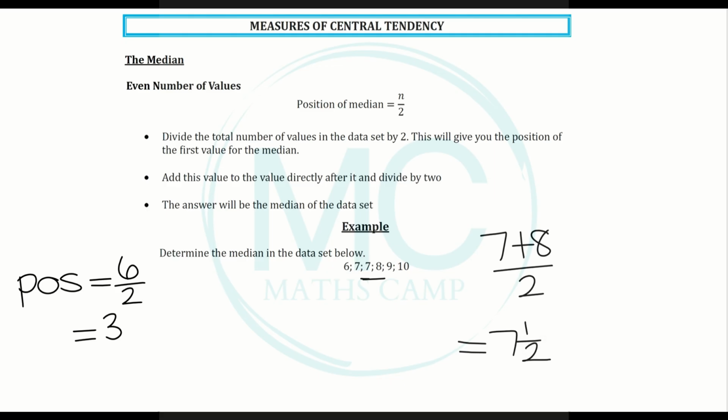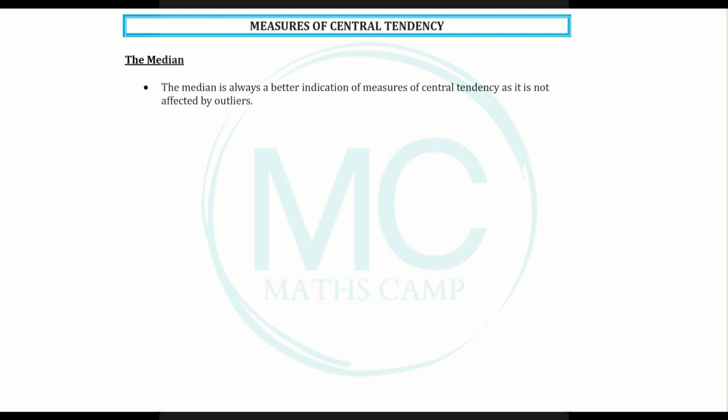In this course, please remember that the median is always a better indication of measures of central tendency, as it is not affected by outliers. Outliers are extreme values. In your exam, you do not need to know about outliers or how to use them.